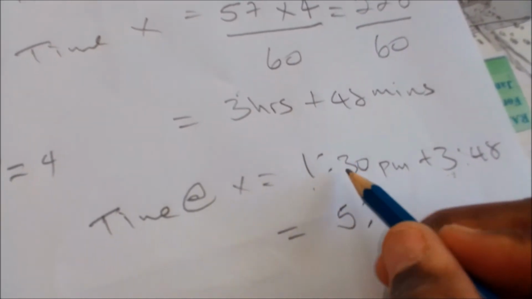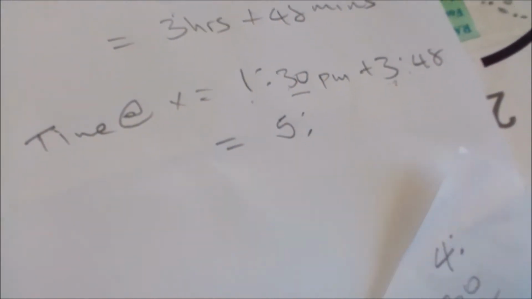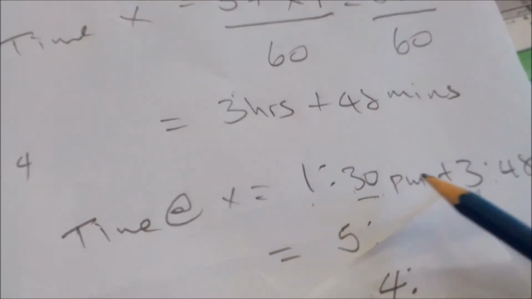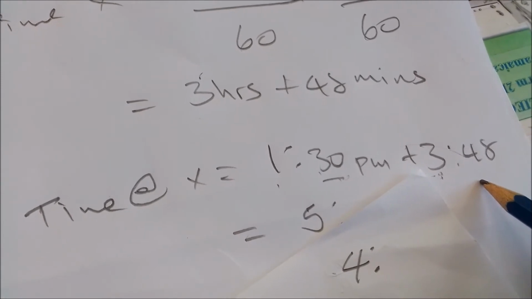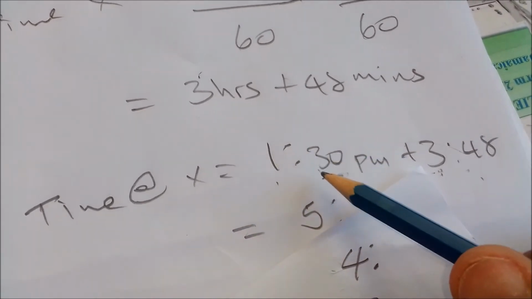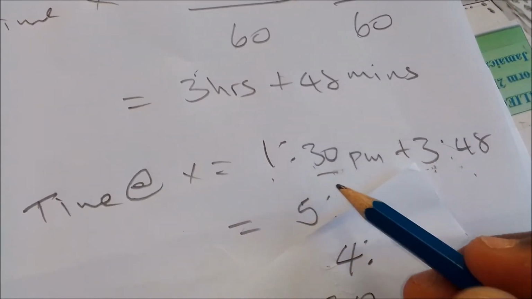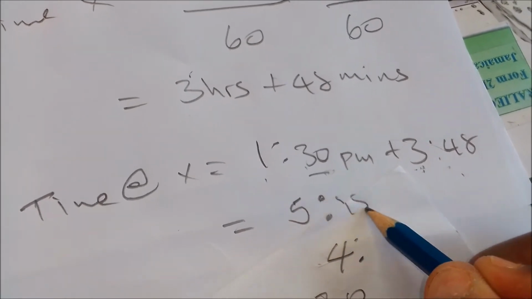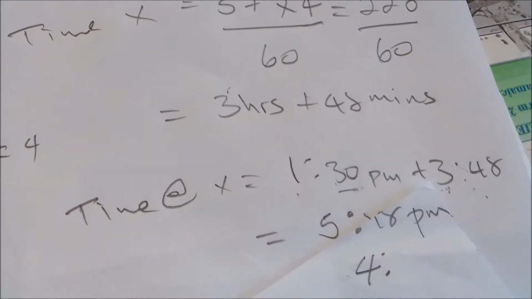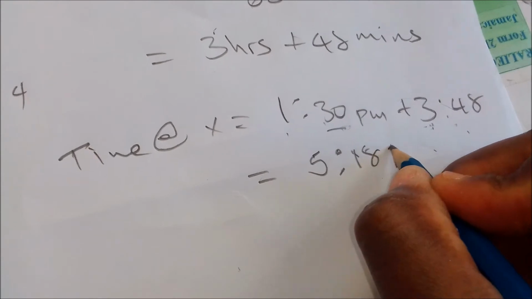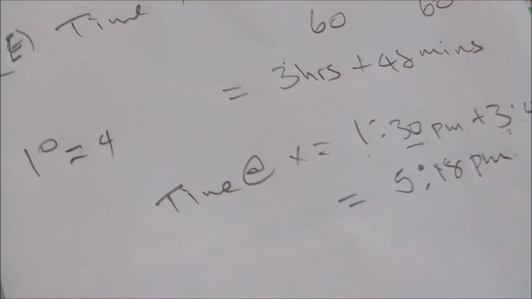Plus the 30, minus 60 from the 78, because the 30, which is here, plus this, gives you 78 minutes. That's why I get the extra hour, right? So what's gonna be left is 18. So the time would be 5:18 p.m. So yeah, that would be the time, 5:18. So time at X equals 5:18 p.m.